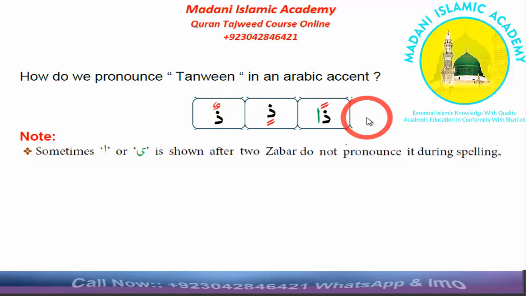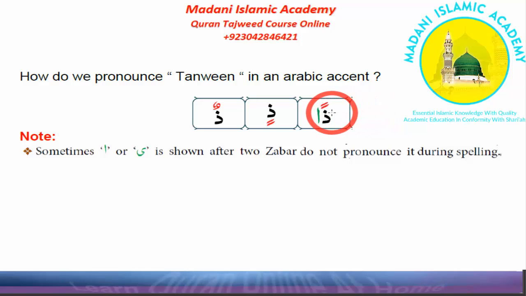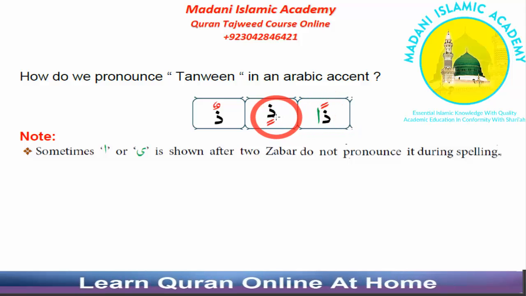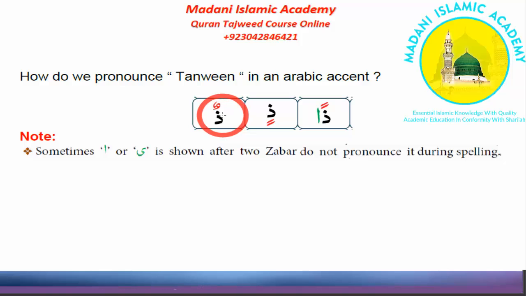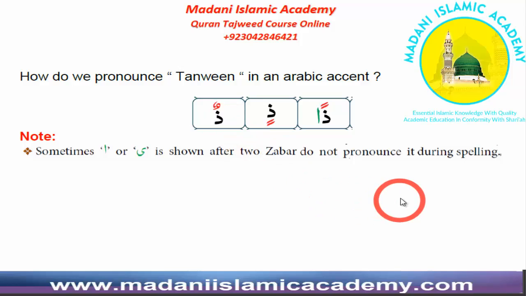Again we pronounce, how we pronounce Tanween in an Arabic accent, we will learn with spelling. How do we pronounce? Let's learn. Zal, two zabar, zan, zal, two zer, zin, zal, two pesh, zun, zan, zin, zun. This is the example of Tanween.